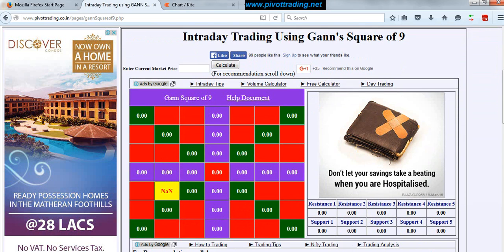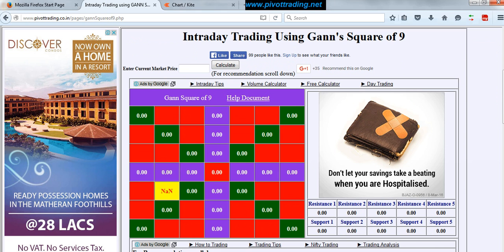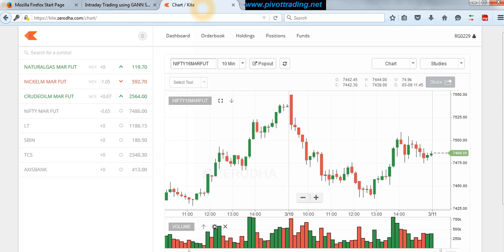As you can see, in our previous presentation we just saw one level of Gann square where only nine boxes were there. But this is a much larger circle where there would be multiple levels, and this is what we practically use for our intraday trading. As I mentioned, we should take the first 15, 20, or 30 minutes of market opening.